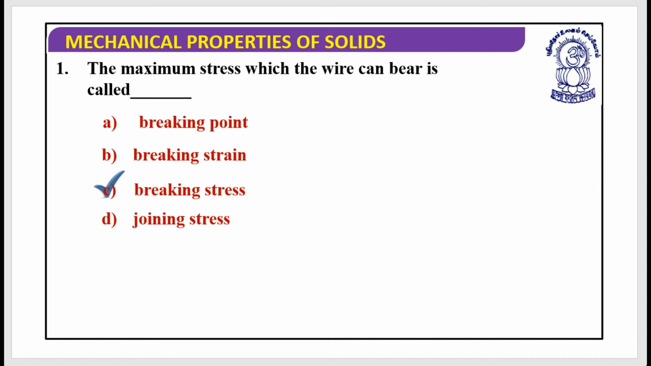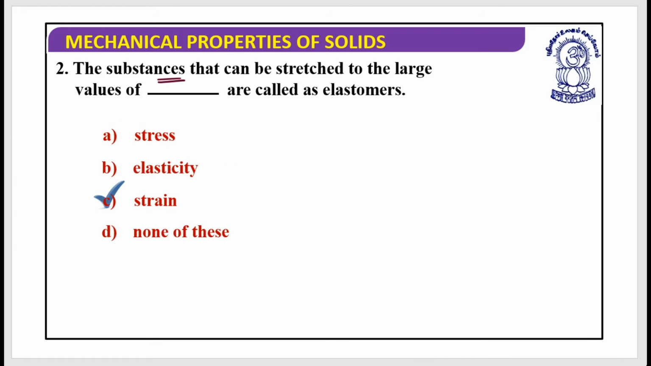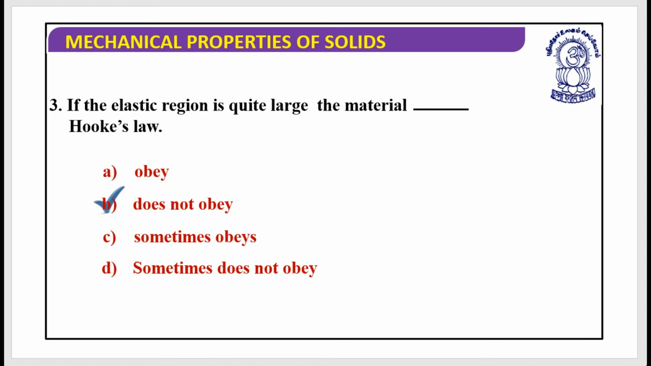Let's look at the next question. The next question says that the maximum stress which the wire can bear is called the breaking stress. Yes, this is breaking stress. Next, the substances that can be stretched to large values of the blank are called elastomers. Yes, the substances that can be stretched to large values of the strain are called elastomers.